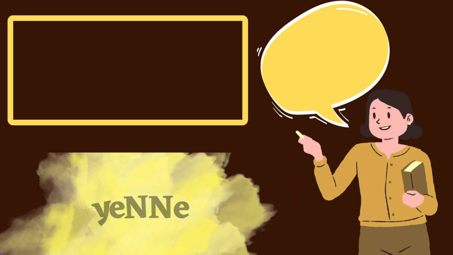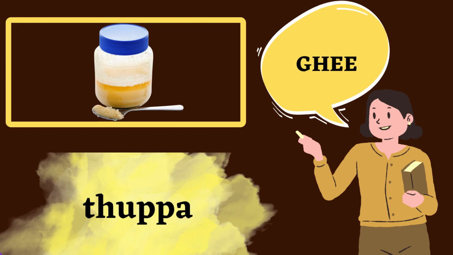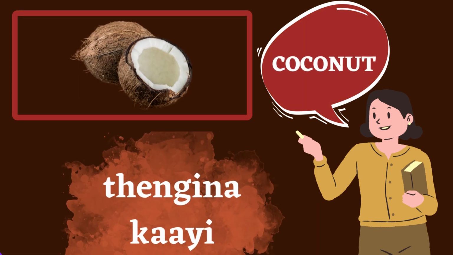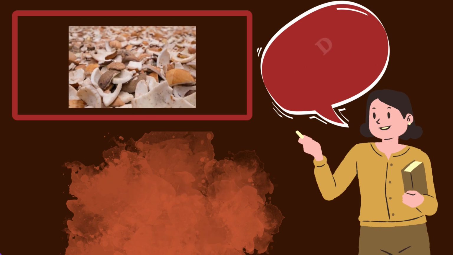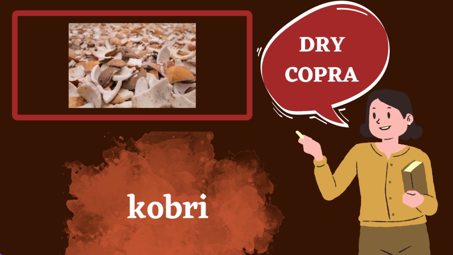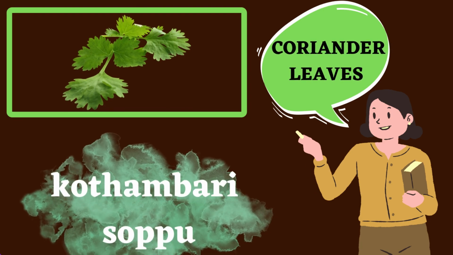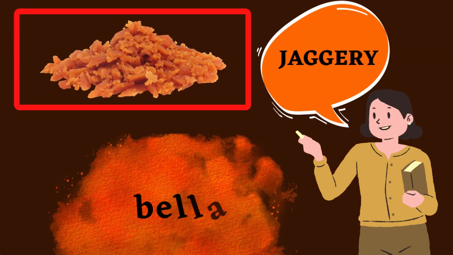Next, ghee. Ghee is tuppa. Coconut. Coconut is tengina kai. Dry copra. Dry copra is kobri. Let me repeat that, kobri. Moving on, coriander leaves. Coriander leaves are called kottambari soppu. Jaggery. Jaggery is bella.